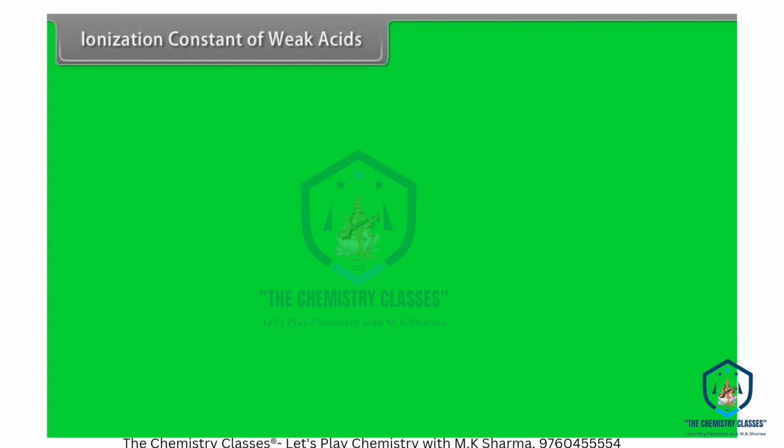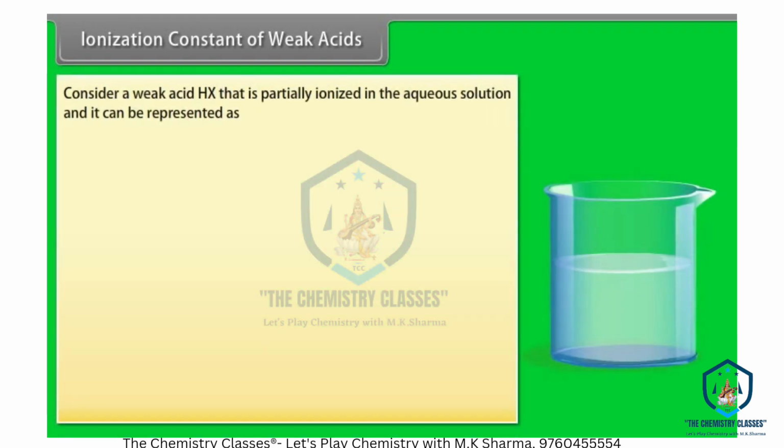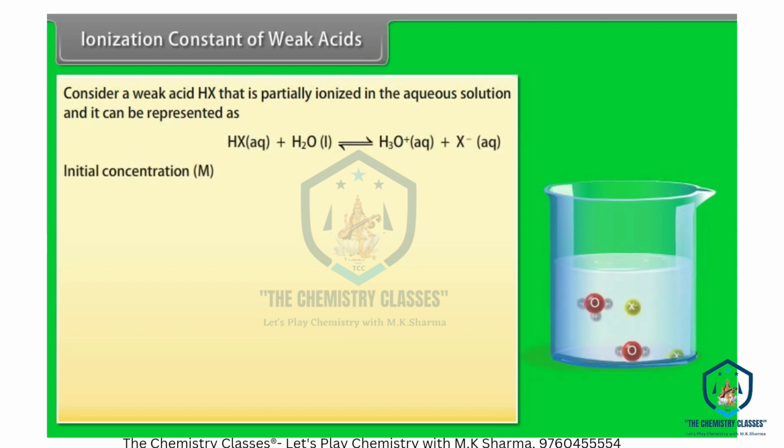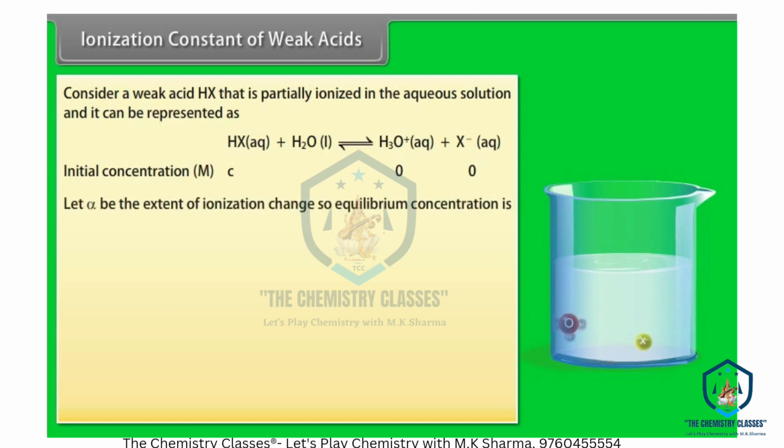Ionization constants of weak acids. Consider a weak acid HX that is partially ionized in aqueous solution. Let the initial concentration of HX be C. Let alpha be the extent of ionization. So the equilibrium concentration of HX is C minus C alpha. The H3O plus equilibrium concentration is C alpha, and the X minus equilibrium concentration is C alpha.